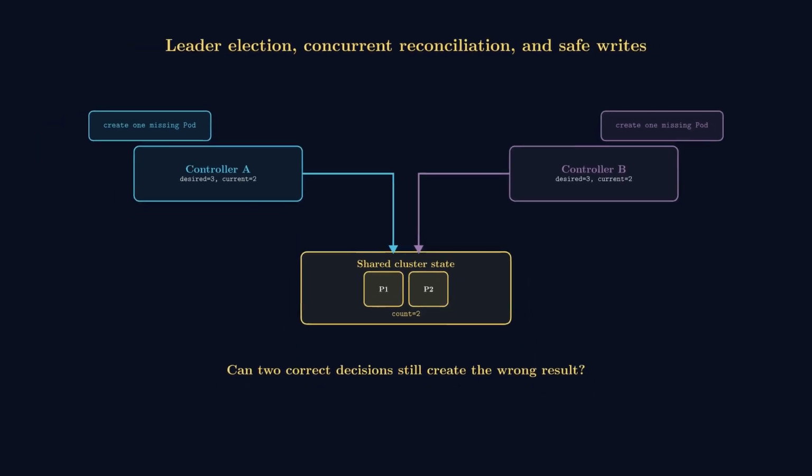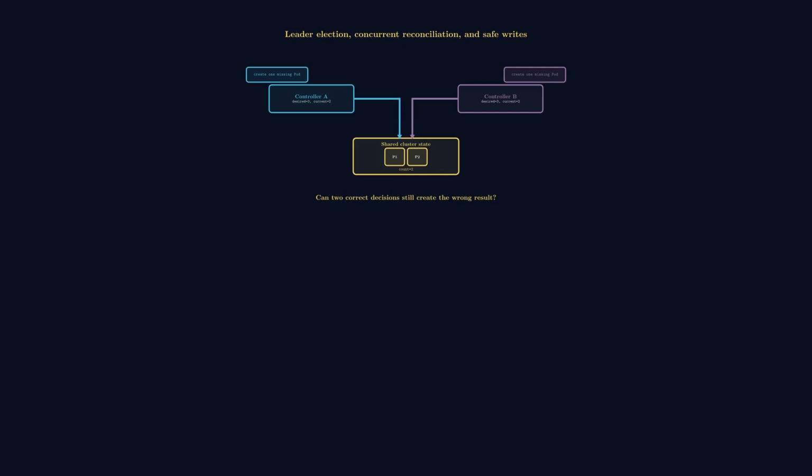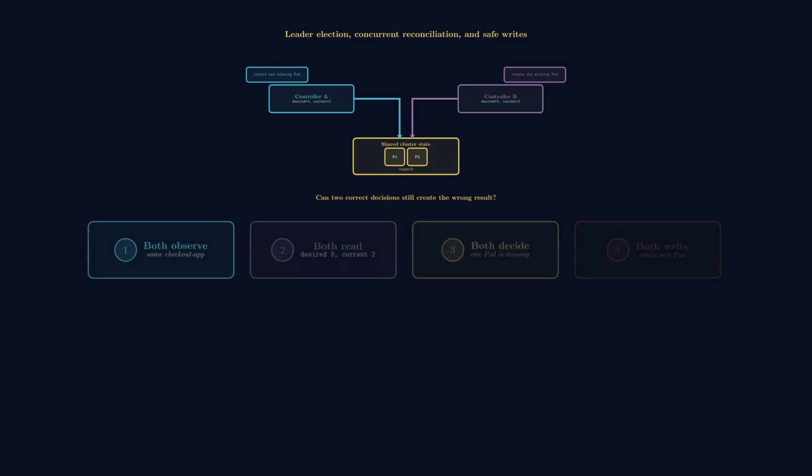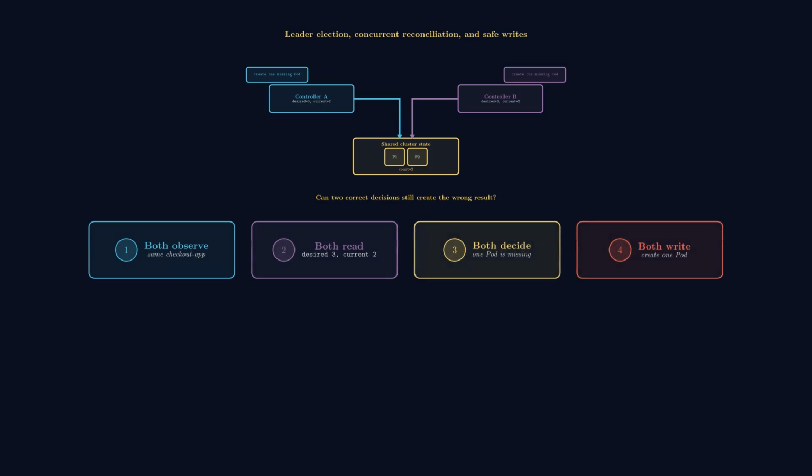Running 2 replicas is normally a good idea. If one controller process crashes, the other is already there to take over. The problem is that without coordination, both copies can watch the same object, read the same state, calculate the same missing work, and send a write at nearly the same time. This is a race between 2 individually correct decisions.